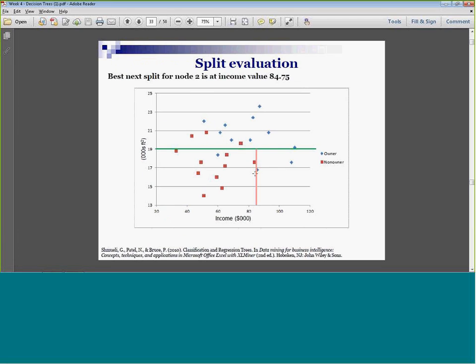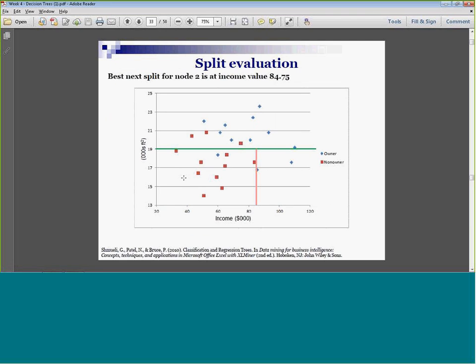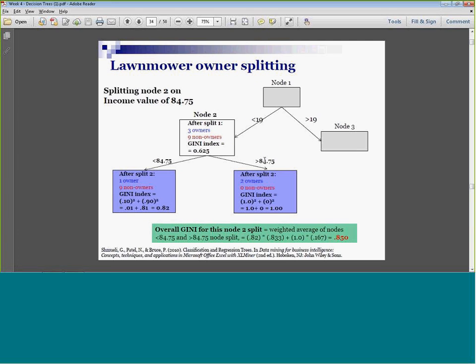Turns out the next best split is below the green line, for the people with less than 19,000 square feet. The best way to split them up is on income, at 84.75. What does that do? It gets all these characters over here to the right, and all but one of the squares is now over here. So that's the second split.